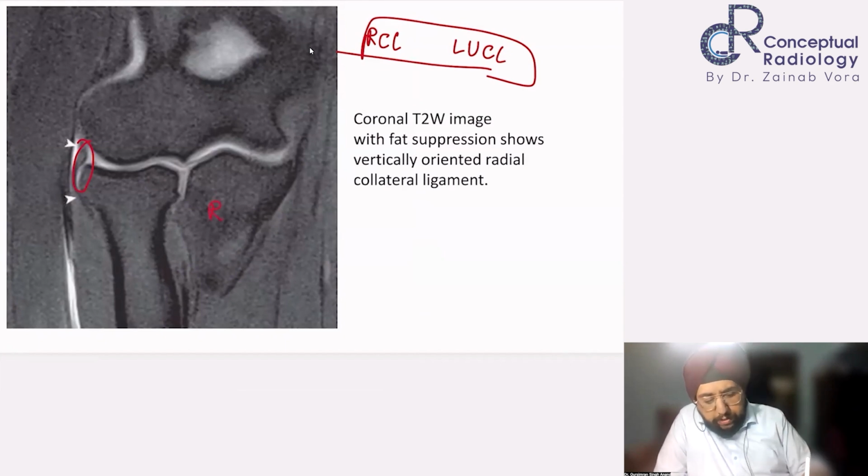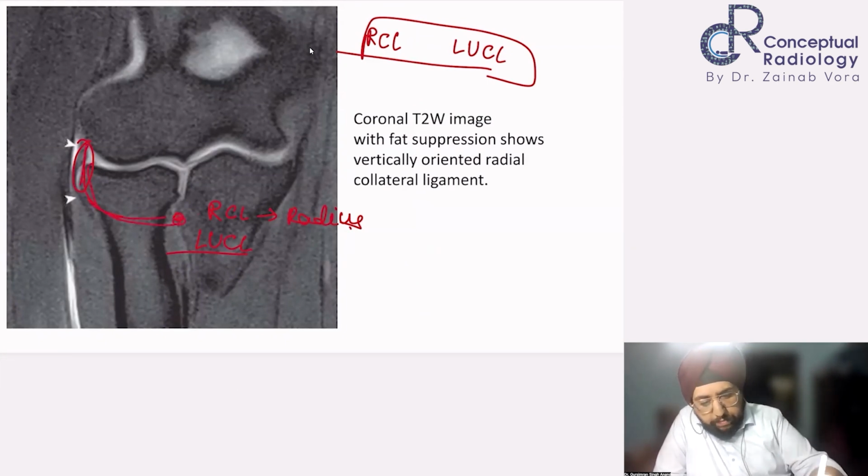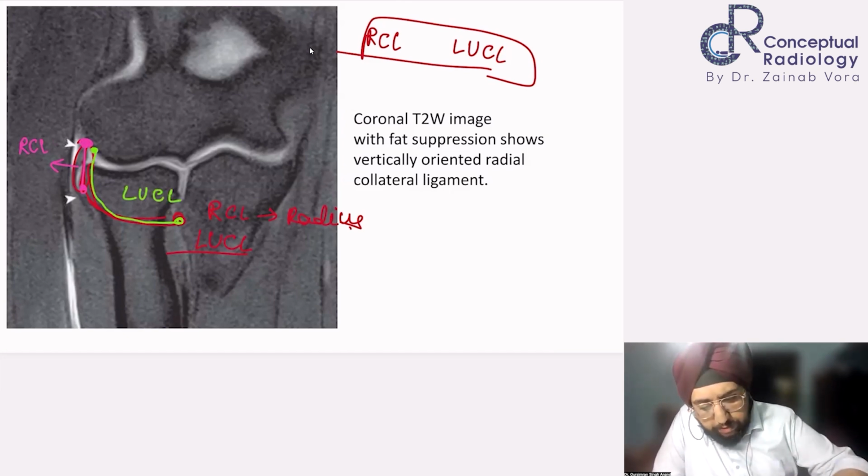The radial collateral ligament will insert onto the radius itself. While the LUCL, as we move on to the posterior slices, you will see that it will start to curve around the head of the radius and will attach onto the ulna. Okay. This is the radial collateral ligament. This is the pathway of the lateral ulnar collateral ligament.